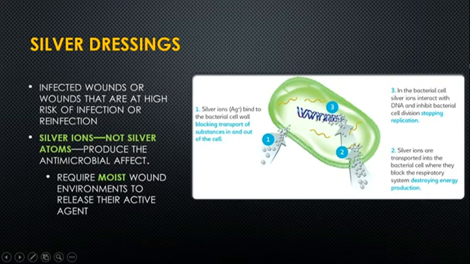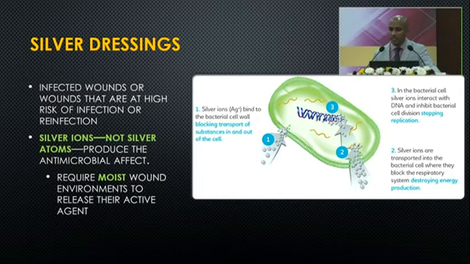Moving to silver dressings. So silver has multiple actions. It acts on the cell wall and disrupts the cell wall of bacteria. It works in the cytoplasm and inhibits the cellular respiration. And it also acts on the DNA and the RNA and prevents bacterial multiplication. And it's very important to realize it's the silver ion and not the silver atom that actually works.